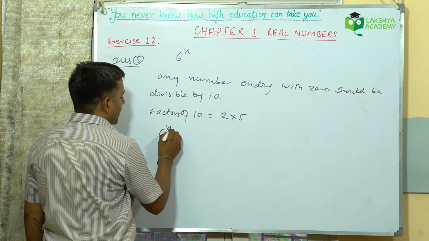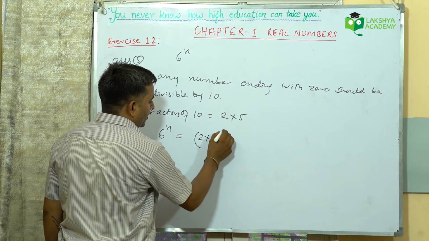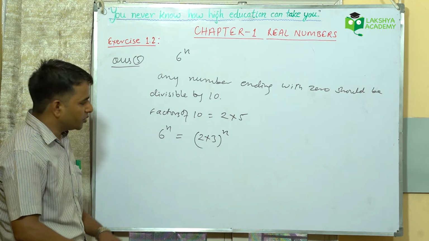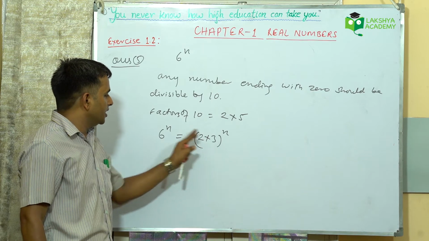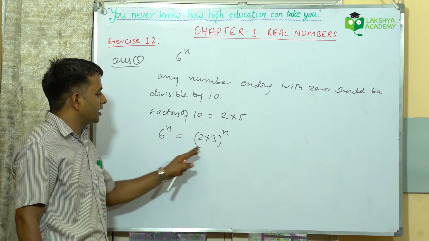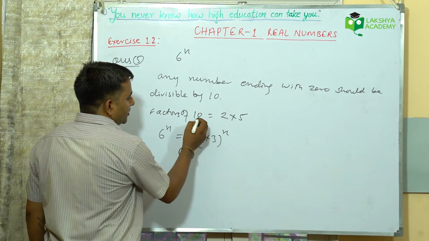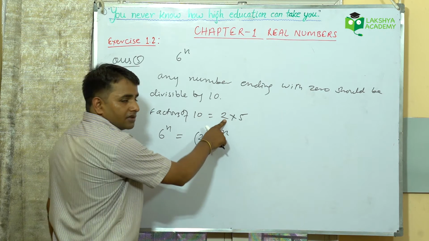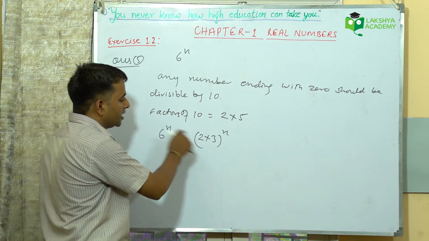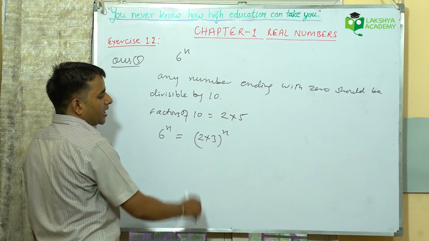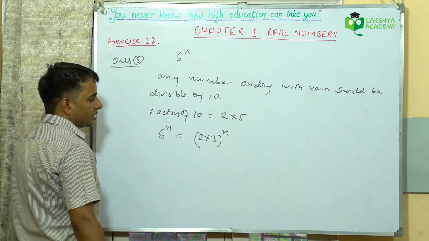So 6 to the power n can be written as (2 into 3) to the power n. We write 6 in the form of 2 into 3 and n as it is. So 6 to the power n is written as (2 into 3) to the power n. Now see that the factors of 10 are 2 and 5, and here the factors are 2 and 3. So this number will never end with 0 because here the factors are 2 and 3, there the factors are 2 and 5.